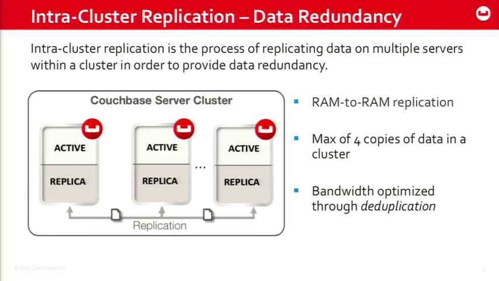Basically, it's RAM to RAM. The reason is that we want to make sure the data which comes to the active partition gets sent to the replica partition as quickly as possible. The goal is to send the data out so that we minimize data loss. In case the server goes down, the data is already there on the other node. You can create a max of 3 copies, so in total we'll have 4 copies of your data in the same cluster.